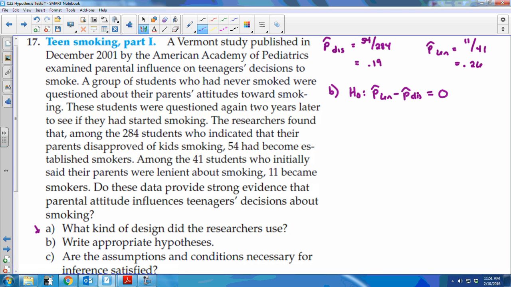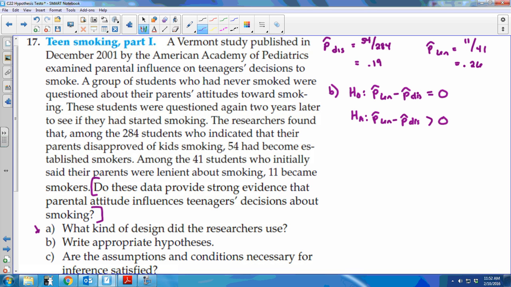You don't have to do it in that order. You can do a different order. It's going to change what your alternative hypothesis is, so that's fine. It just asks if these data provide strong evidence that parental attitude influences teenagers' decisions about smoking. You can interpret that as not equal to, but there's such a wide gap in the percentages that I'm just thinking we're doing a one-tailed test here. So do you think my alternative should have greater than or less than? Greater than. 0.26 minus 0.19 would be greater than 0. Right? That's what we're basing it on.